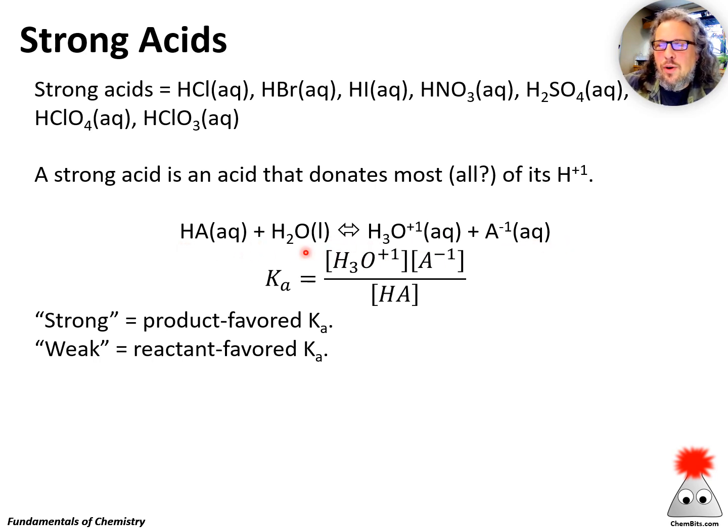And that makes sense, right? Because product favored means that most of it has donated its H+, which is what acids do. So strong acids are those with product favored Kas greater than 1. Weak acids are acids with reactant favored Ka less than 1.